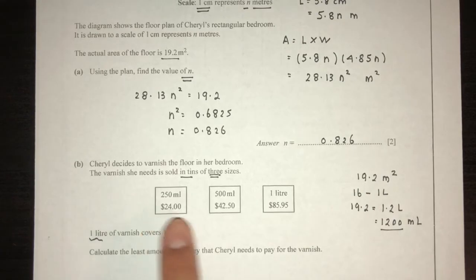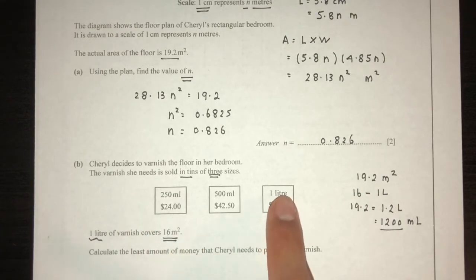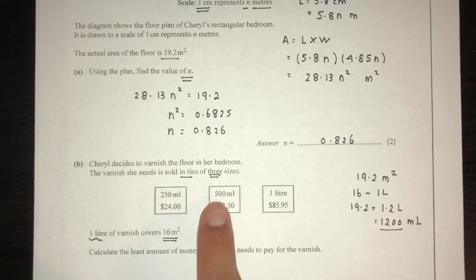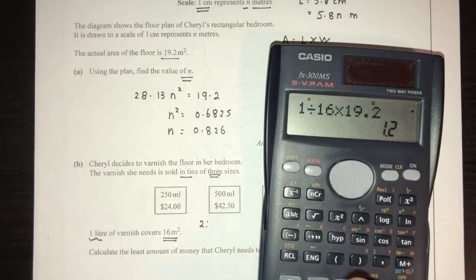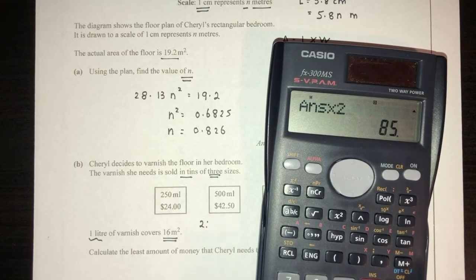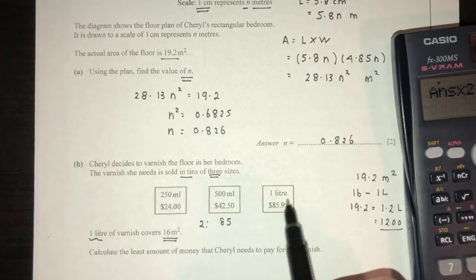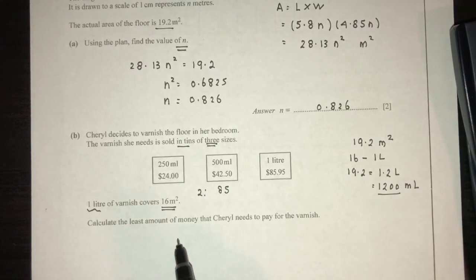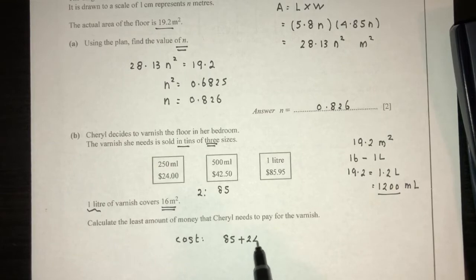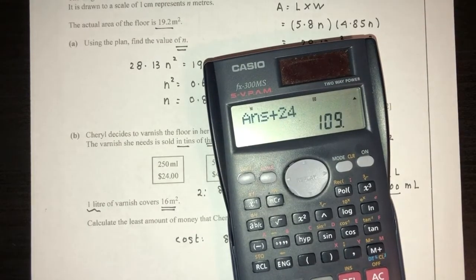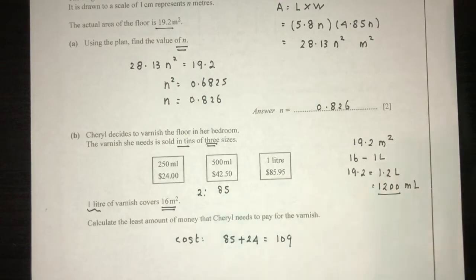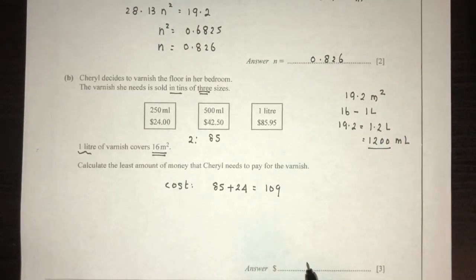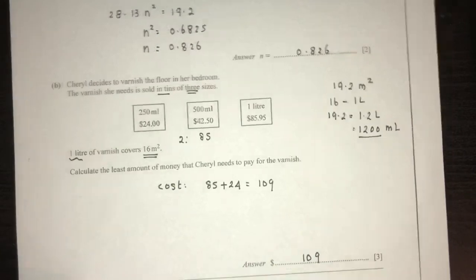By observation, you can see that 1 liter is this cost, but 500 is this cost. If you take 2 times this one, it will give you 85, which is less than this one. So you will buy 2 of these and 1 of these, right? So the cost will be 85 plus 24. That will be 109. So part B will be 109 for the least cost she has to pay.